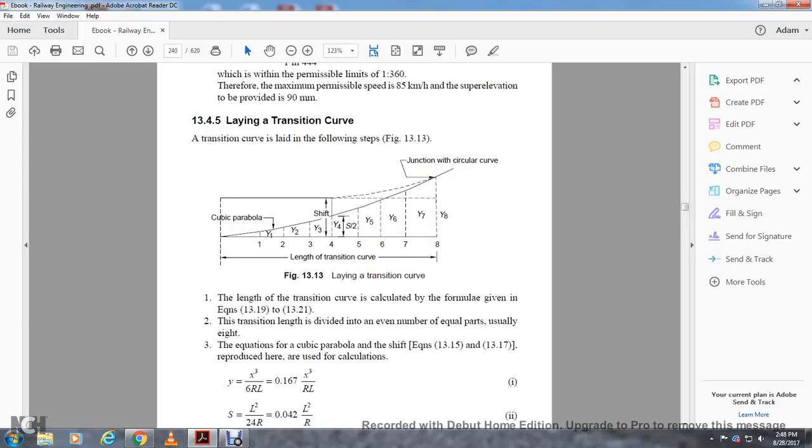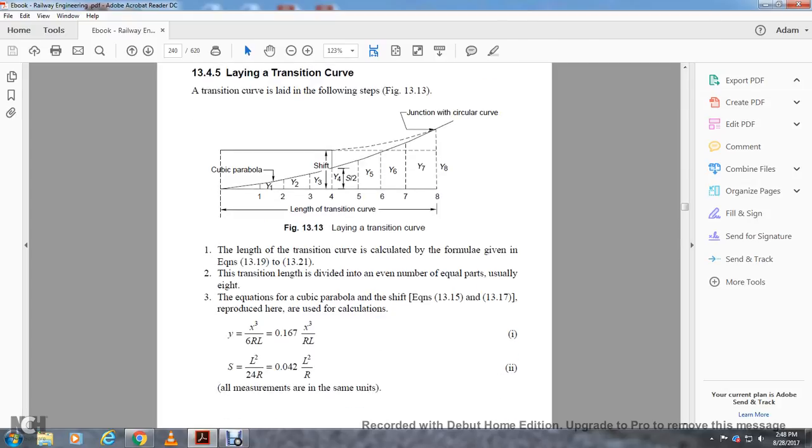Alright, 13.4.5, laying of the transition curve. The transition curve is laid with the following steps, shown in figure 13.13. You see the length of the transition curve, the shift, points 1, 2, 3, 4, 5, 6, 7, 8, and the cubic parabola offsets y1, y2, y3, y4, then y5, y6, y7 up to the junction with the circular curve. The length of the transition curve is found with the formula given in equations 13.9 and 13.21. The transition length is divided into equal parts, usually 8. The equation of the cubic parabola and the shift are from equations 13.15 and 13.17, reproduced here for the actual calculations.